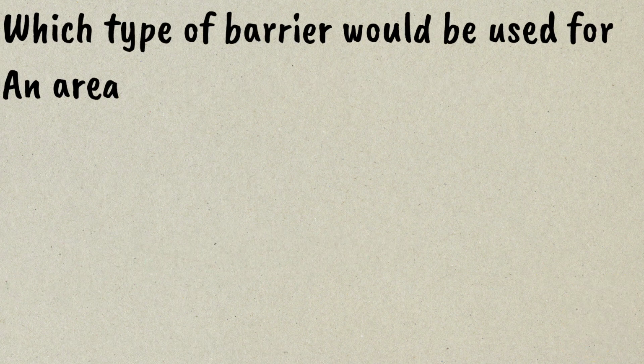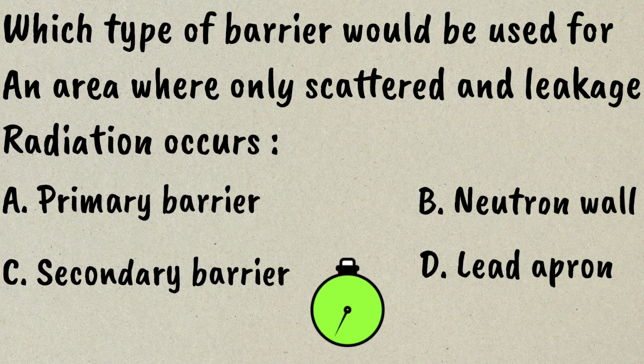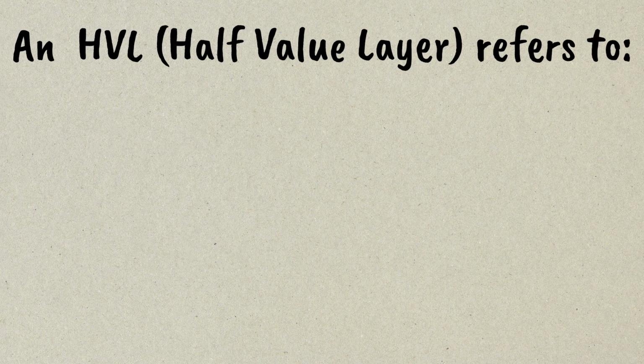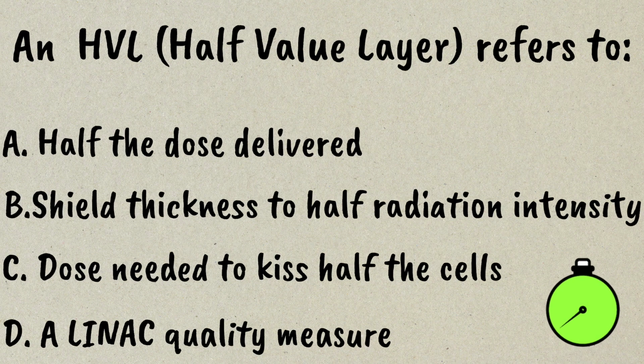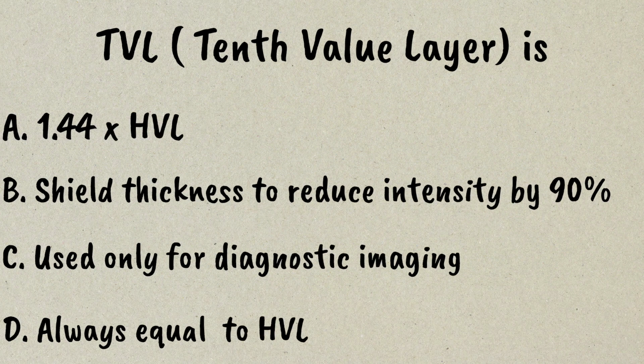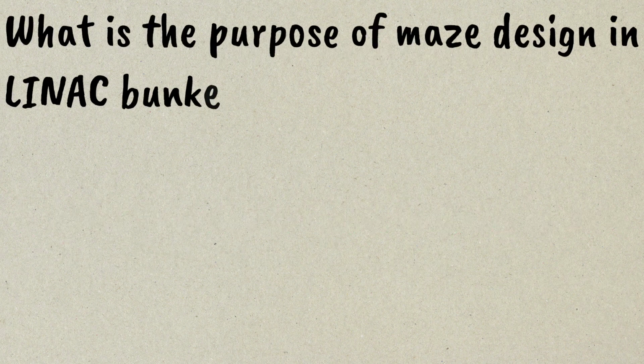Which type of barrier would be used for an area where only scattered and leakage radiation occurs? An HVL, half-value layer, refers to. TVL, tenth value layer, is. What is the purpose of maze design in a Linac bunker?